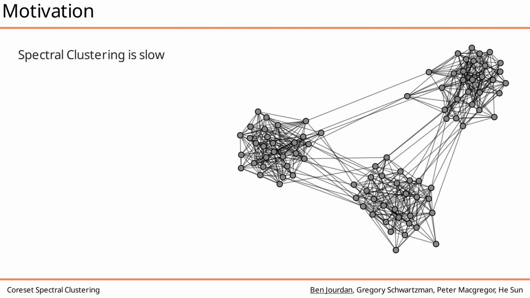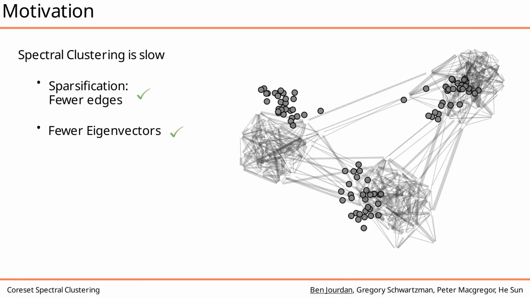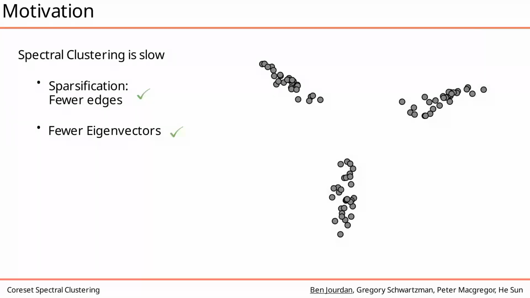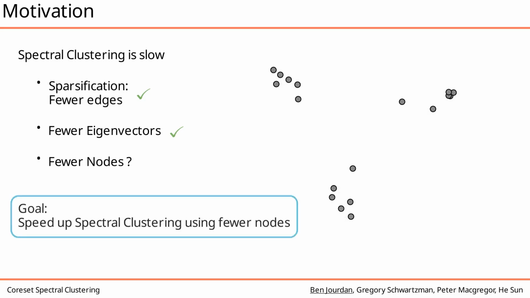Our motivation is primarily speed. The reason you may not have heard about spectral clustering before is that historically it has struggled to scale to large datasets with many clusters. Recent work has sped up spectral clustering using powerful approximation techniques. Sparsification carefully constructs a re-weighted subsample of the edges. Another technique shows that we can get away with using log k eigenvectors instead of k. The question we had was, can we get away with using fewer nodes? The goal of this paper is to speed up spectral clustering using fewer nodes.